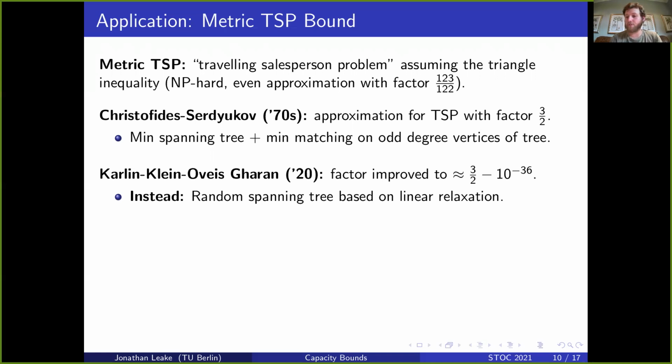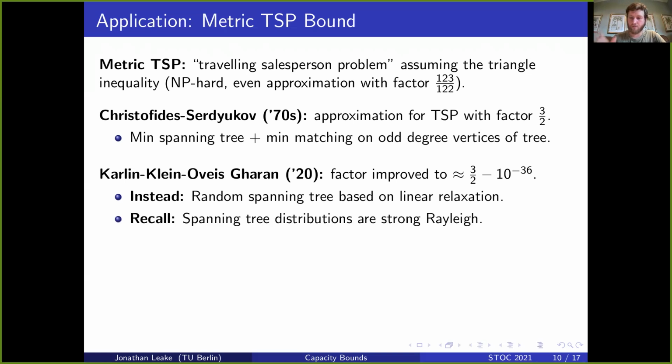This factor was improved very slightly below 3/2. And the main tweak here is a random spanning tree is used based on some linear relaxation. And if you remember, spanning tree distributions have this strong Rayleigh property. So we expect some kind of connection here. And that's how we make this connection. Or I mean, they made the connection, honestly. But anyway, we'll talk about that on the next slide.